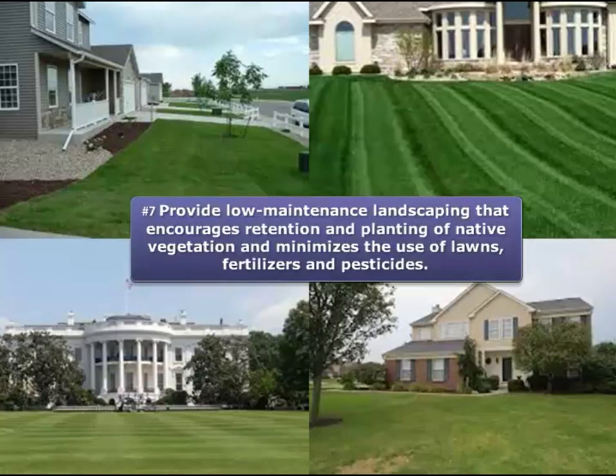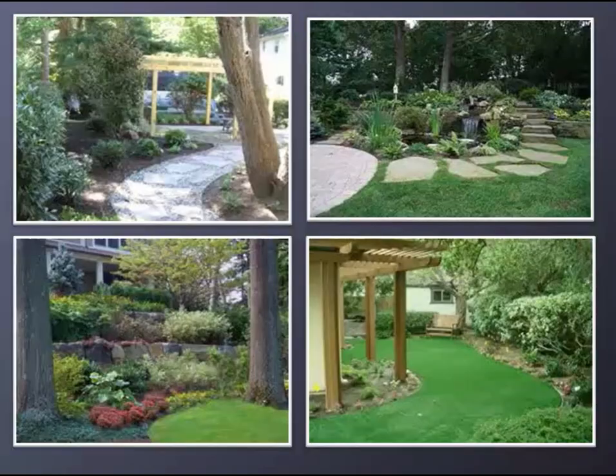Number 7. Provide low-maintenance landscaping that encourages retention and planting of native vegetation and minimizes the use of lawns, fertilizers, and pesticides. How many of these images display positive strategies for low-maintenance landscaping? In addition to reducing the elements of a landscape that interfere with proper stormwater management, such as minimizing the use of fertilizers and pesticides, shade trees and shrubs are a low-maintenance solution.